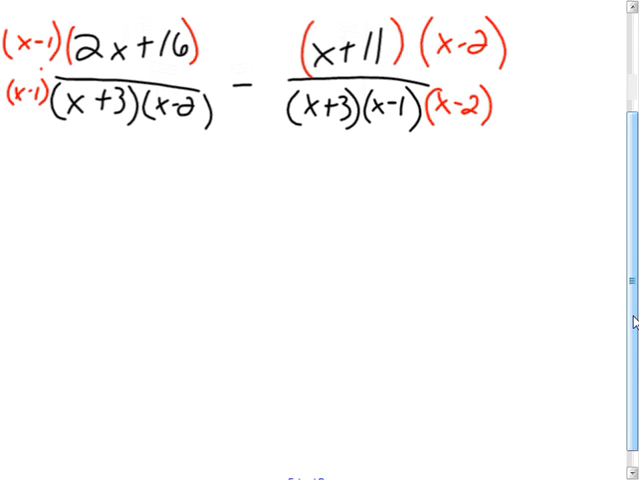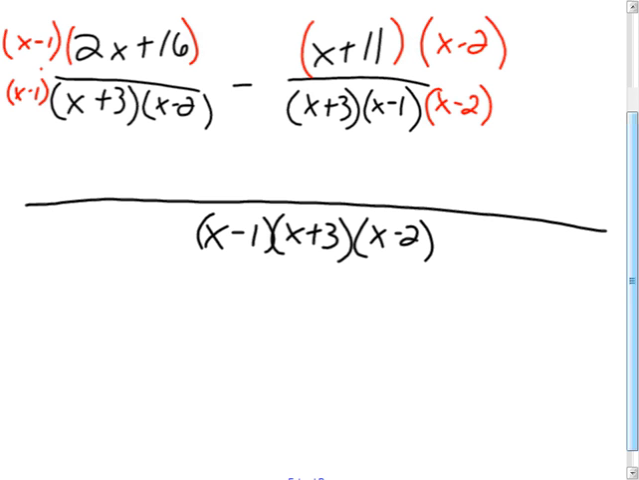So I rewrite that common denominator. Doesn't matter which order you do it in. And I rewrite what the numerator says. It's kind of long.